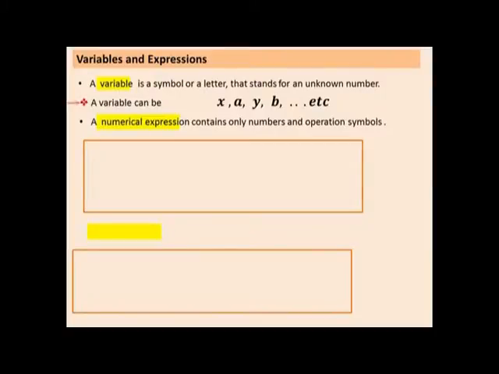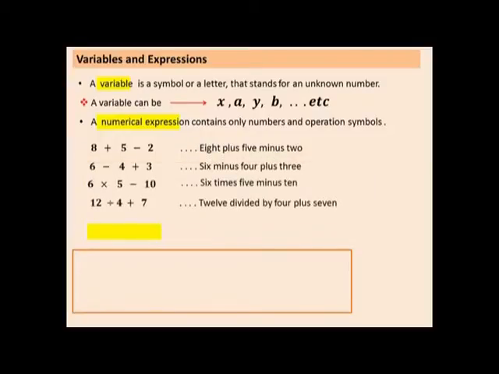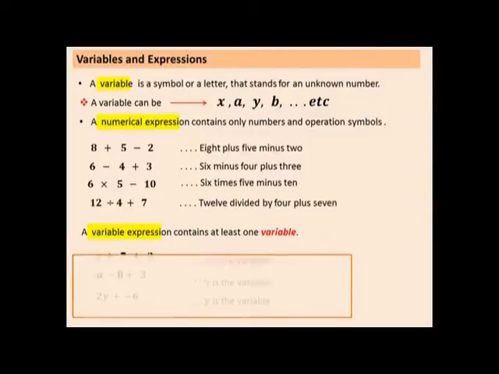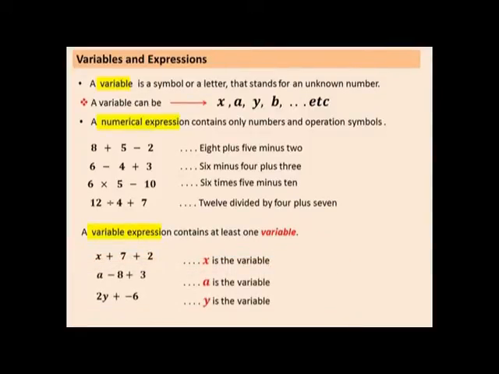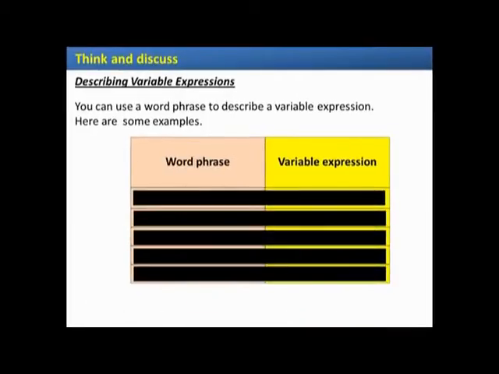Variables and expressions. A variable is a symbol or letter that stands for an unknown number. It can be x, a, y, b, etc. A numerical expression contains only numbers and operation symbols. For instance, 8 plus 5 minus 2. A variable expression contains at least one variable. In this case, it is x. x plus 7 plus 2.